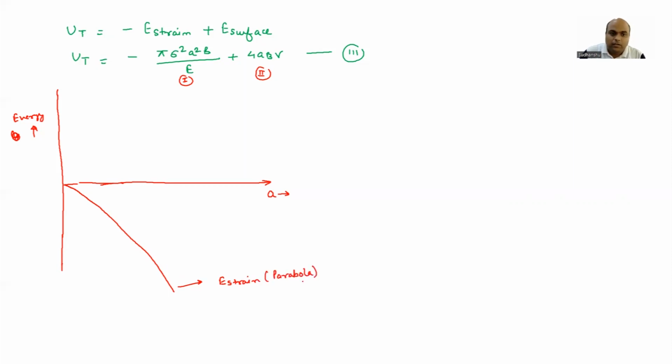Now the second term, which is E surface, is a straight line. B and gamma are constants, and then you have A, so it's a straight line. It is going to be something like this. So this is your E surface, a straight line. Correct? Now if I combine these two, the summation of these two energies is going to look something like this.